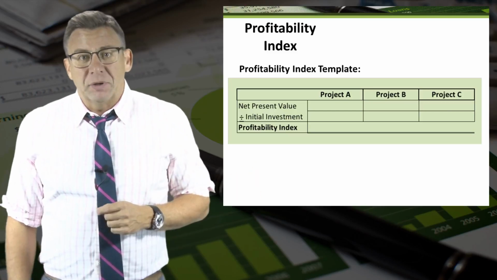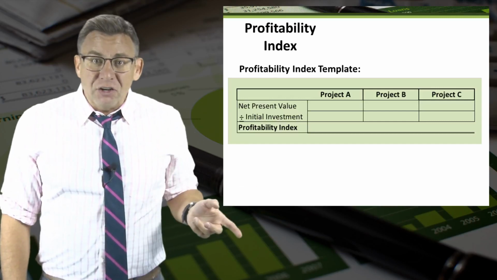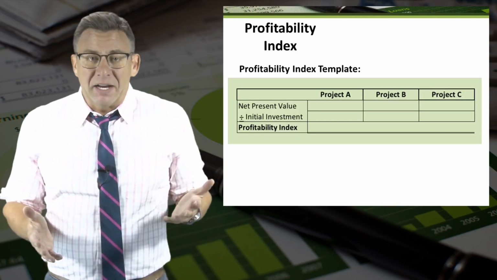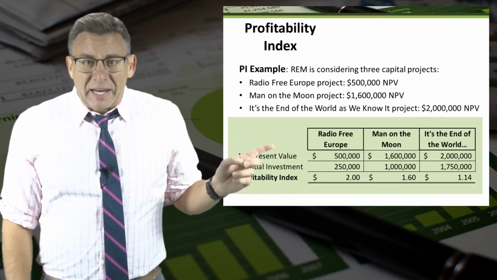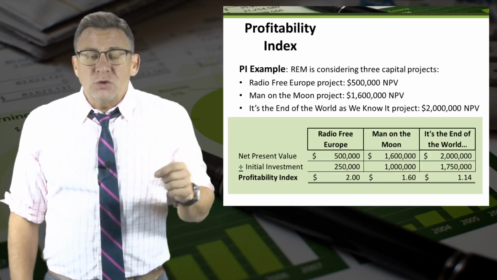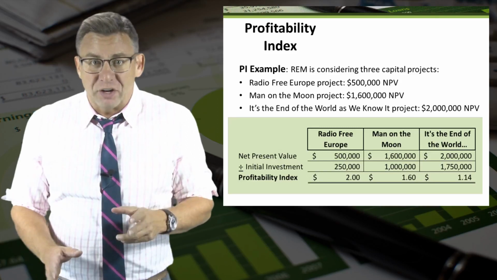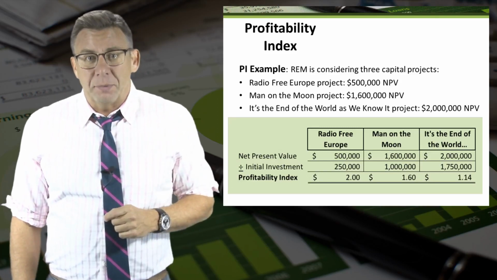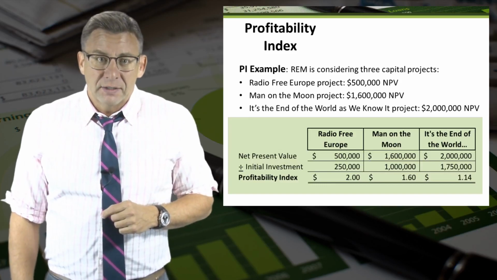This is a common template used for profitability index analysis. The calculation for profitability index is net present value divided by initial investment. So you can see I completed the table. Once we compare net present value to the initial investments of the projects, it appears that the best project is Radio Free Europe, as it returns $2 for every dollar invested.